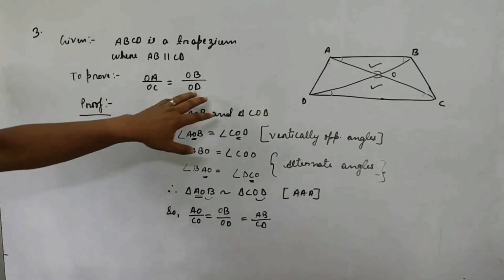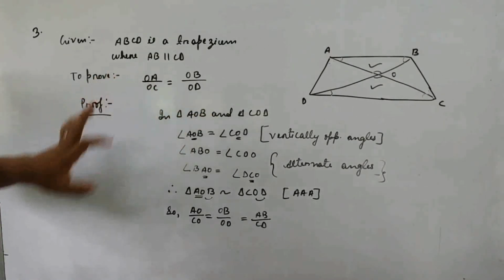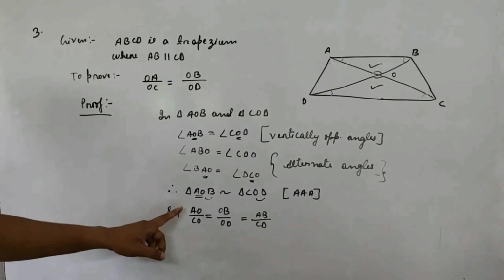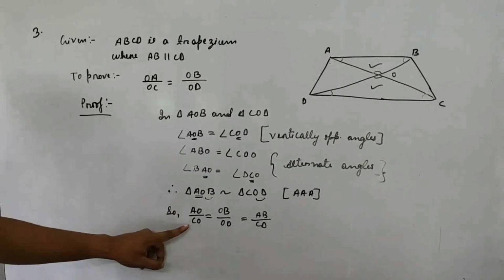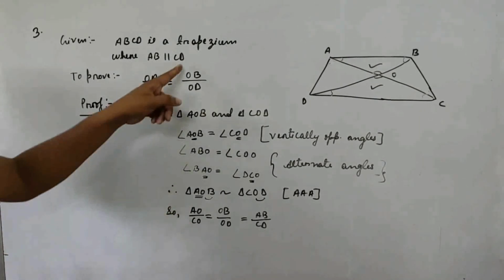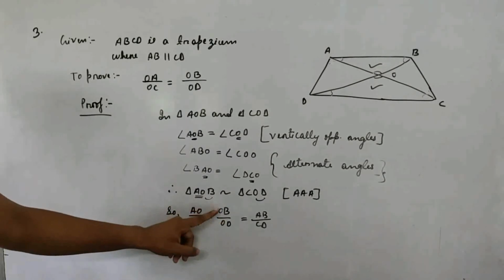Now which two do we need? I need OA by OC. Where is OA? This is OA. Where is OC? This is OC. This one I need, OB OD. OB OD is this one, or not?